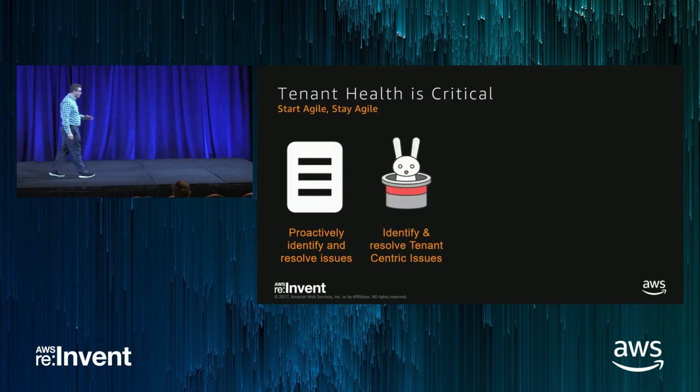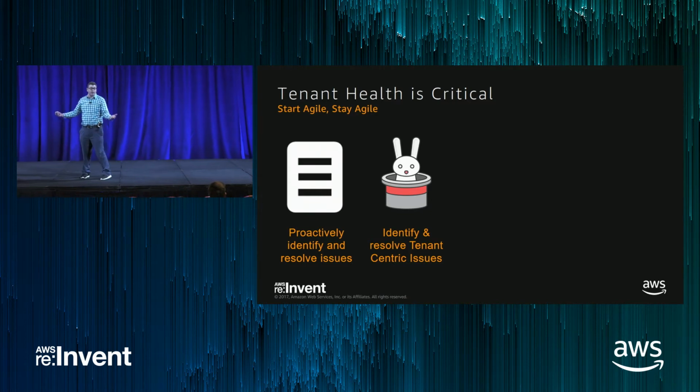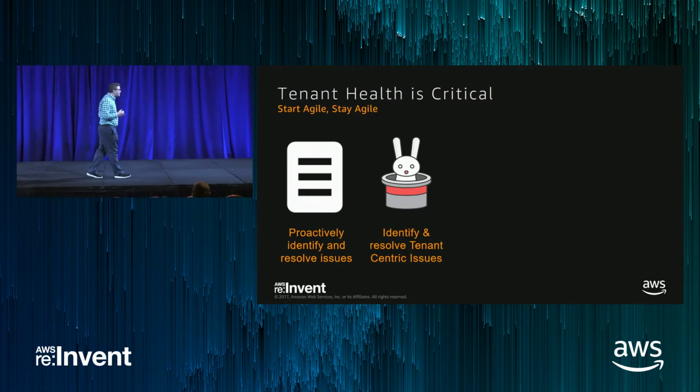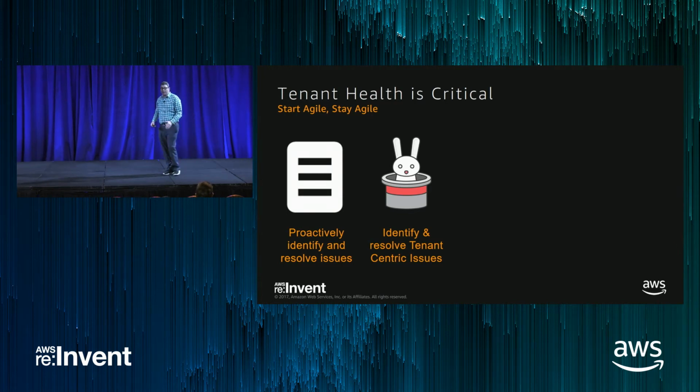Go ahead and identify and resolve these tenant-centric issues, and you can do so with a variety of APN partner solutions. You could do it with some of the creative ways I showed you. You can come talk to a SaaS architect and ask them, well, what do I do? Here's my prescriptive use case that I need help with. Let them guide you.